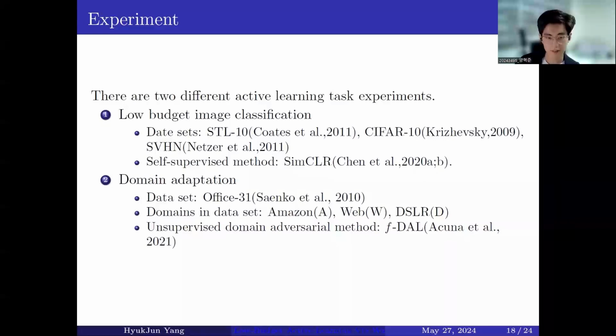For the details of the experiments, the first one used 3 different datasets and used a self-supervised learning method named SimCLR. On the other hand, for the second experiment, they used a dataset named Office 31, which contains 3 different domains. Instead of self-supervised learning, this time, an unsupervised learning method named FDAL was applied.